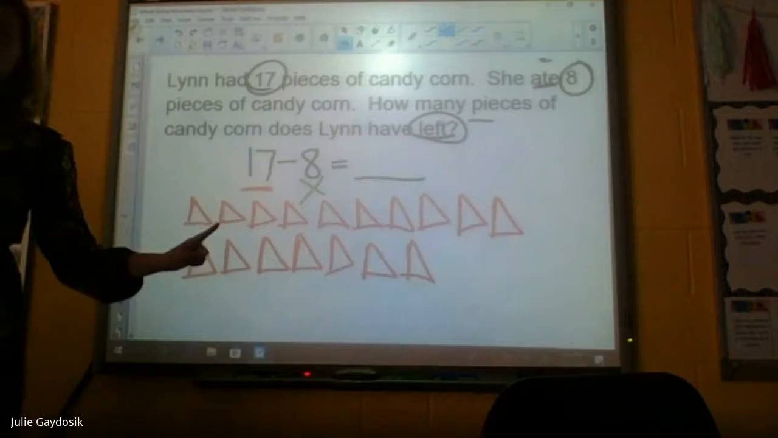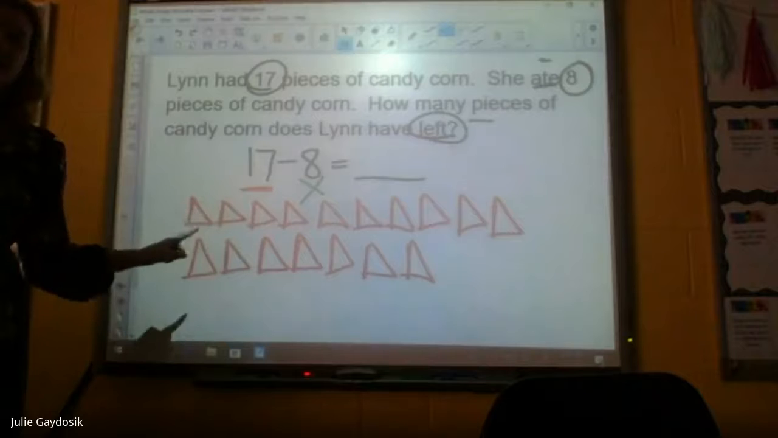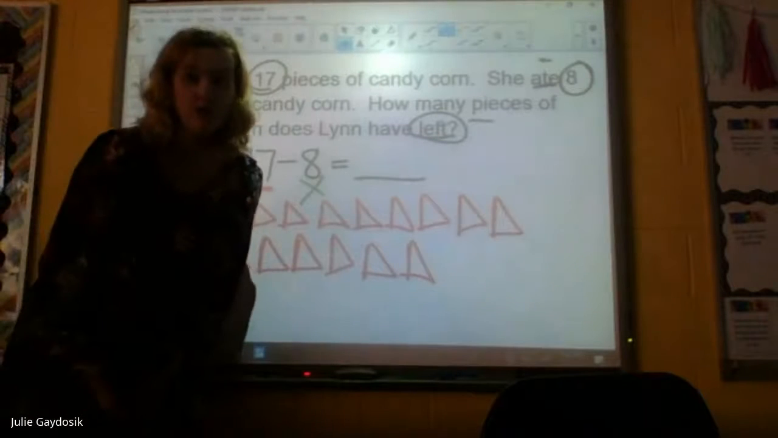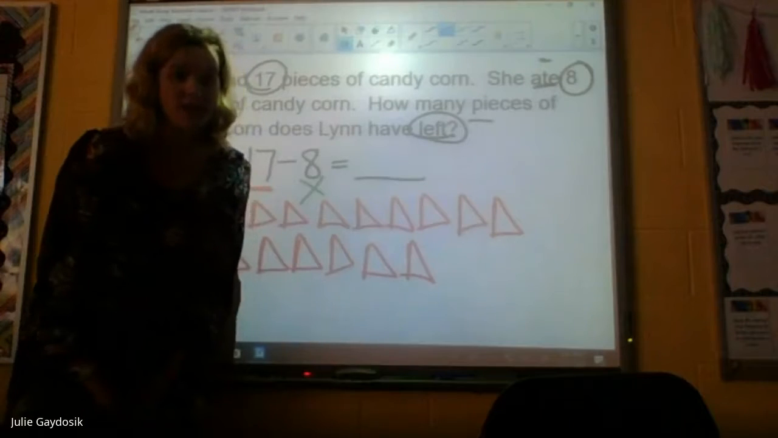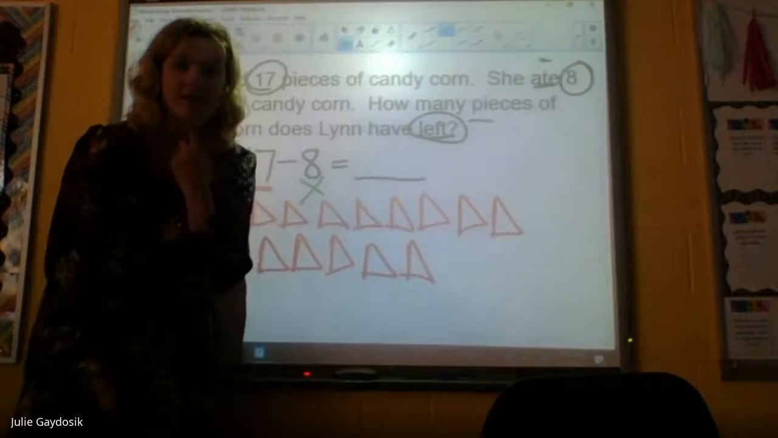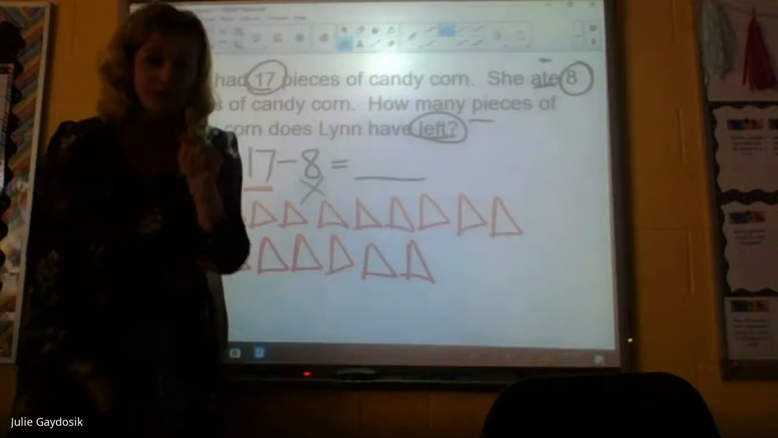I double checked my work to make sure that I had 17 candy corn pieces because I couldn't remember and I wasn't sure if I counted correctly. So I double checked my work. Even teachers do it, so kids should do it too.